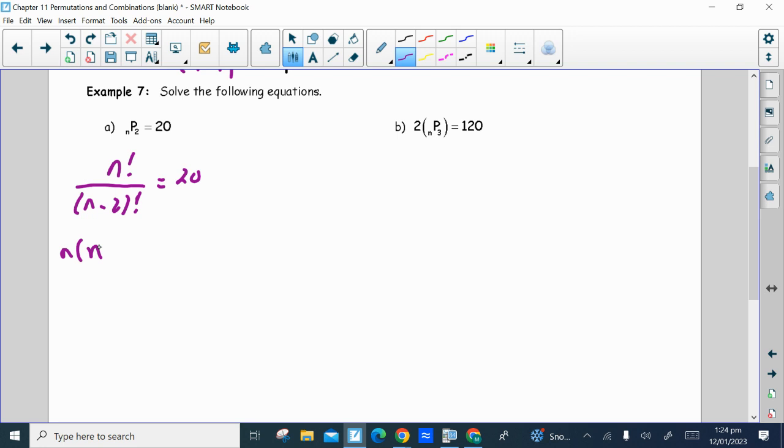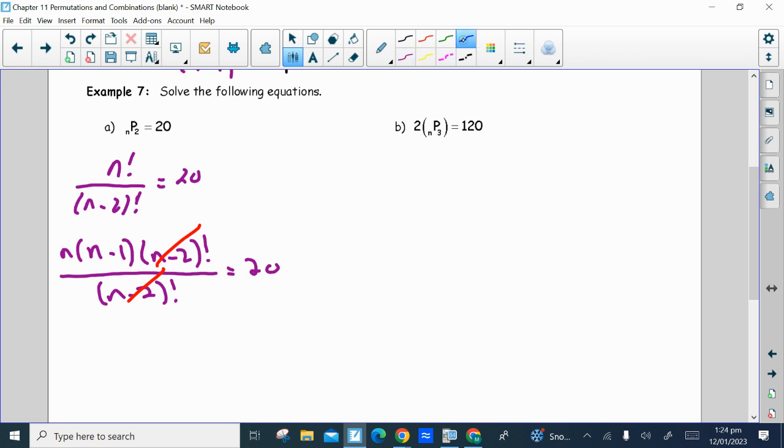So the first factor will be n. The next one will be 1 less, n minus 1. The next one will be 1 less again. And we could go on for as far as we want, but we're going to stop at the n minus 2 and put a factorial on the end, because that's what the denominator is. And like we've seen before, the n minus 2 factorials will cancel.